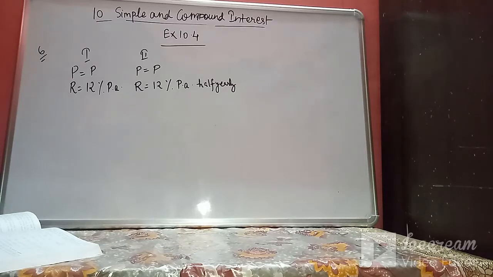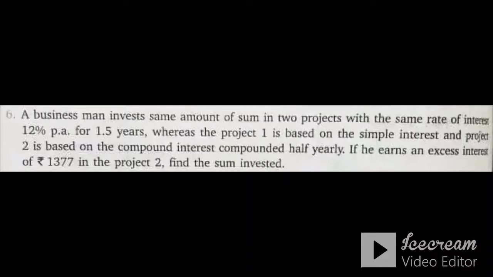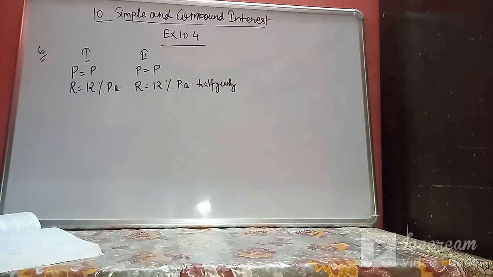We have started this exercise 10.4 and have discussed till question number 4. So let's discuss question number 6. It is given that a businessman invests the same sum in two projects with the same rate of interest, 12% per annum.